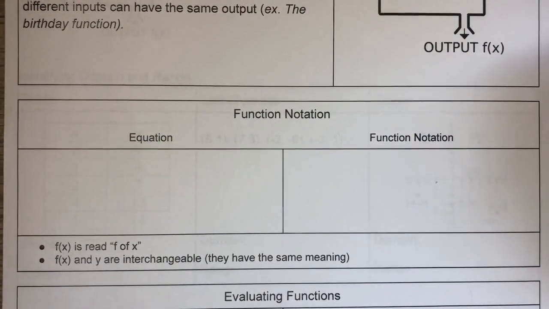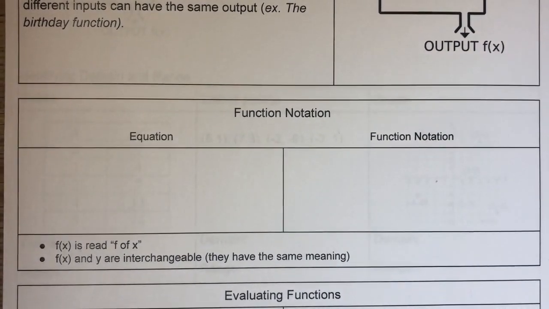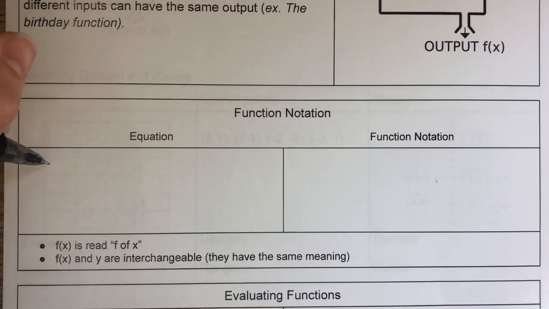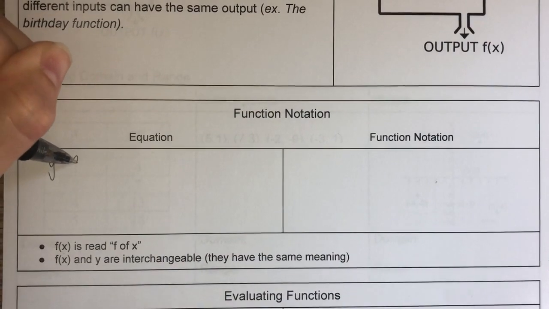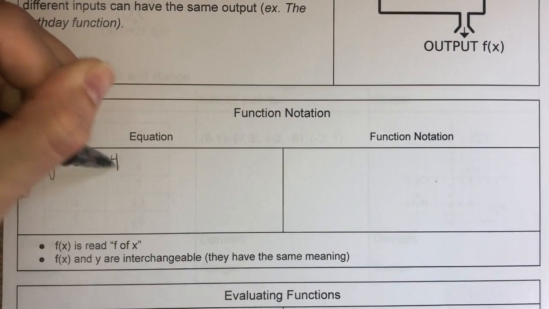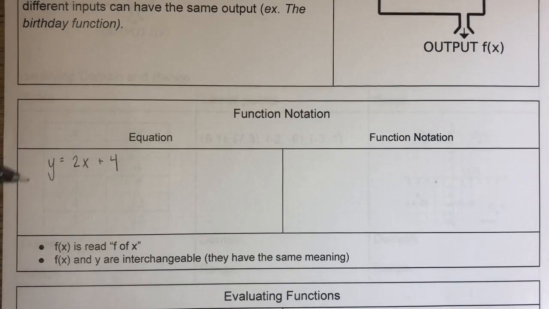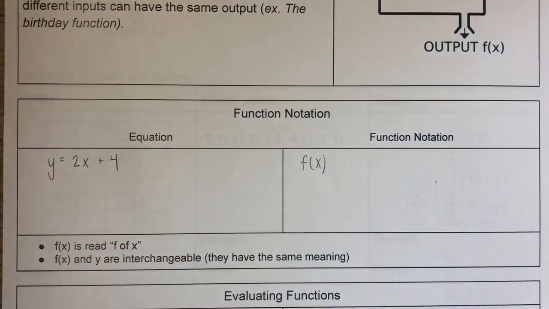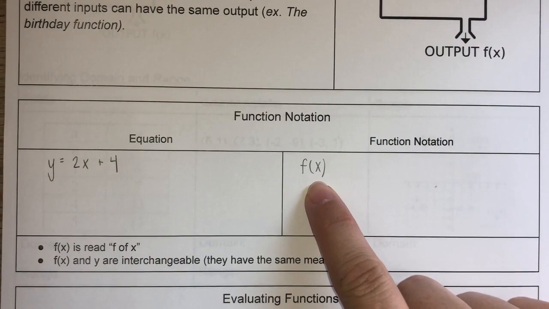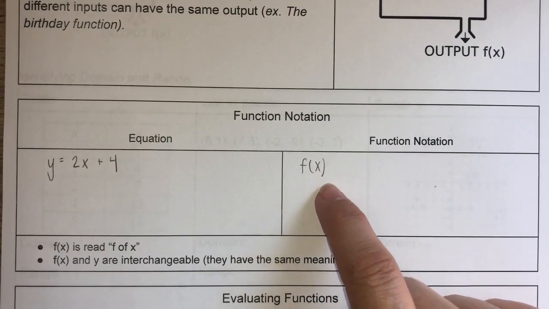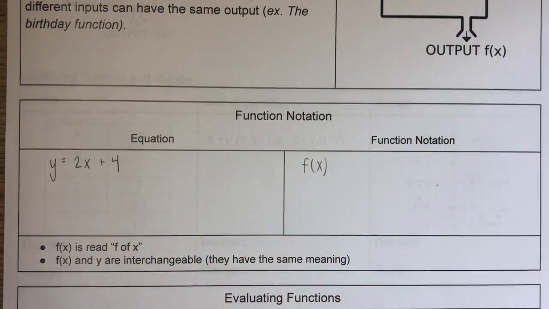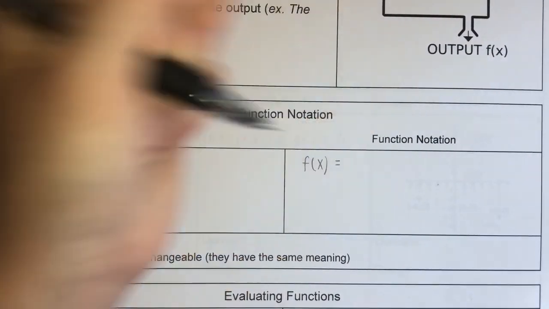So we're going to jump into function notation and talk about what a function is versus an equation. They're very, very similar. They're just written a little bit differently. Say I have an equation y equals 2x plus 4. I can take this equation and write it in function notation. Function notation we write as f parentheses x, and this is read f of x. That's how we say it. And then everything else stays exactly the same.